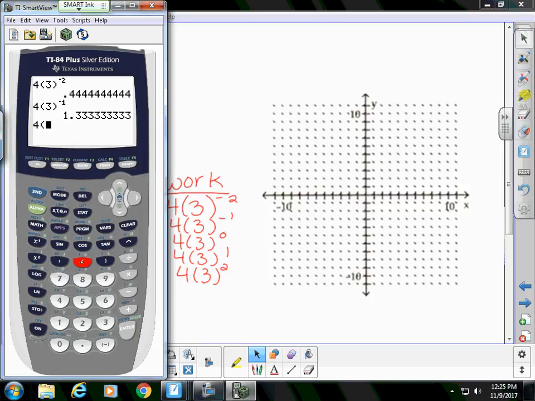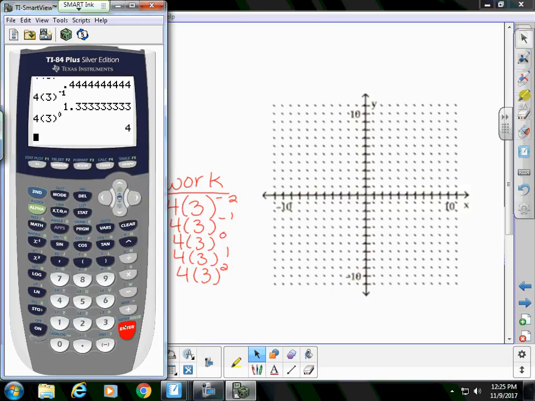And then 4 times 0, and then raised, I made a mistake. What do I put in my parentheses? 3. So I need to back up here. This needs to be a 3. It's my power that's changing. So open that little box. That's where I need a 0. Okay, and that came out to 4.